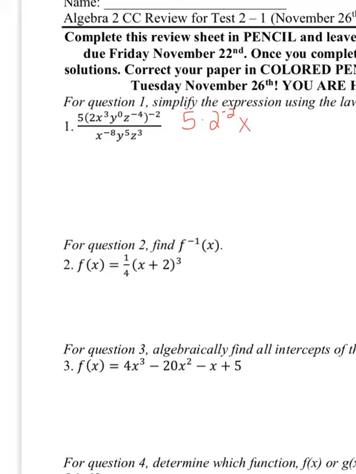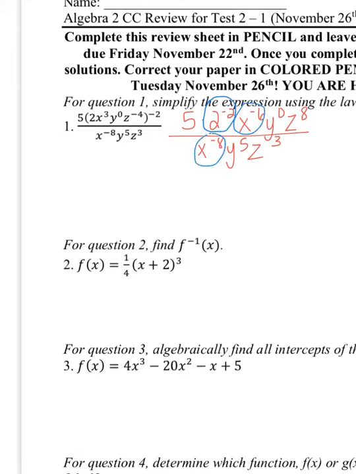X to the third to the negative second is x to the negative sixth. Y to the 0 to the negative second is y to the 0. And then negative 4 times negative 2 is a positive 8. Divided by, in the bottom, this is x to the negative 8, y to the 5th, z to the 3rd. So now I'm going to circle anything with a negative exponent, including this 2 to the negative second.